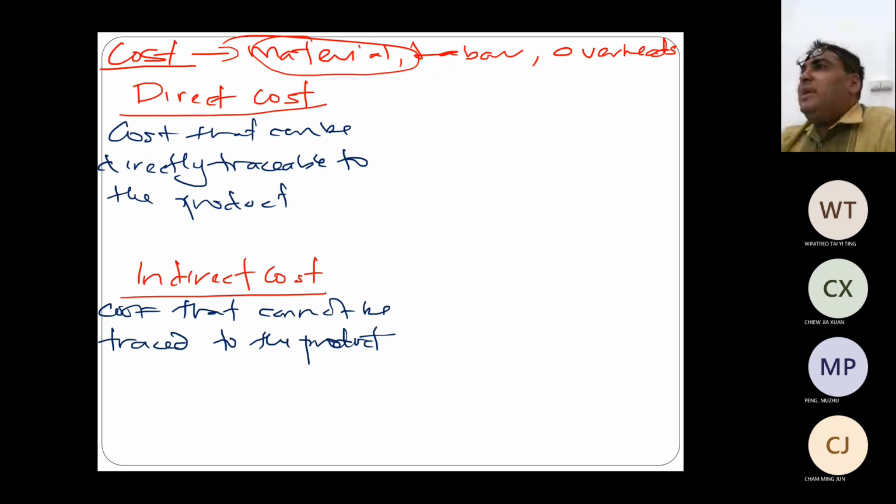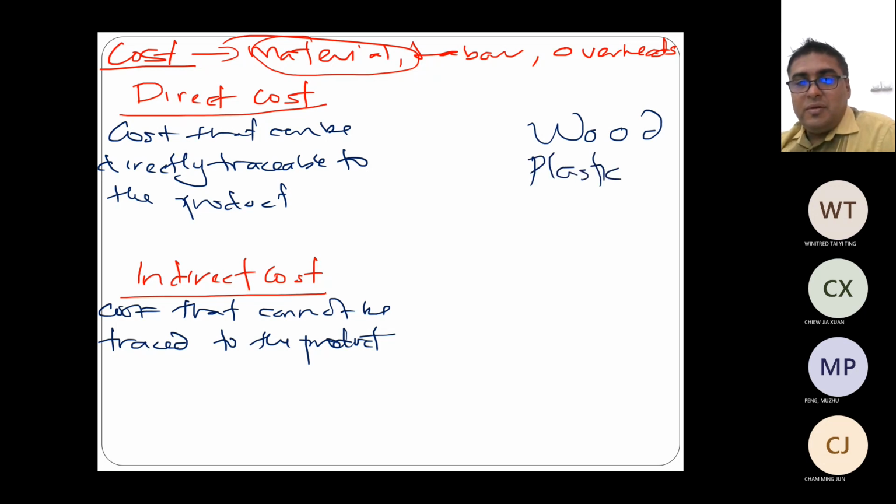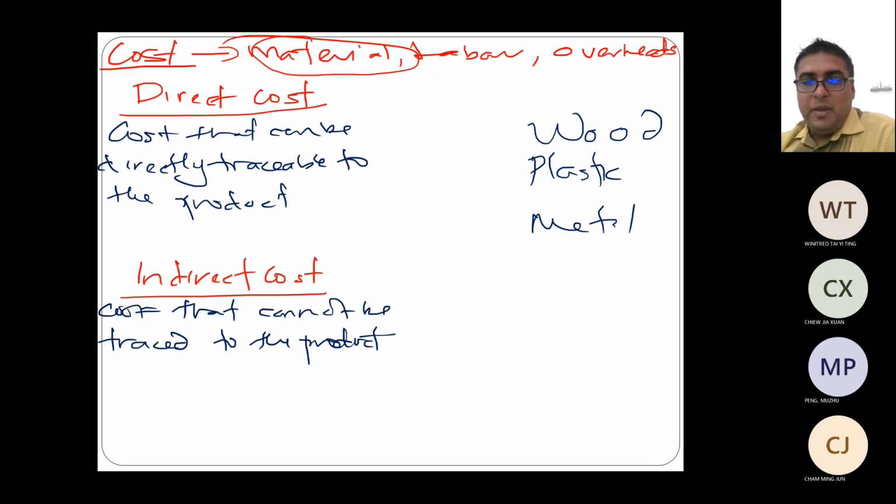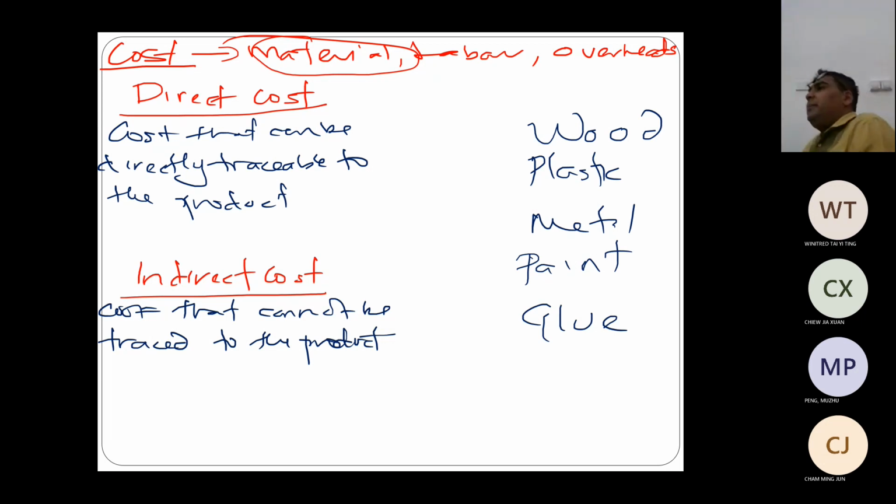You have a table in front of you. Can you tell me what are the materials required to produce or manufacture that table that you see in front of you? There's a table in front of you, right? Okay, good. What are the materials in the table? Hello? You have the wood, plastic, somehow the metal. Yes or no? Then you may have used paint, you may have used glue. So all of this may be the cost of material for a table.